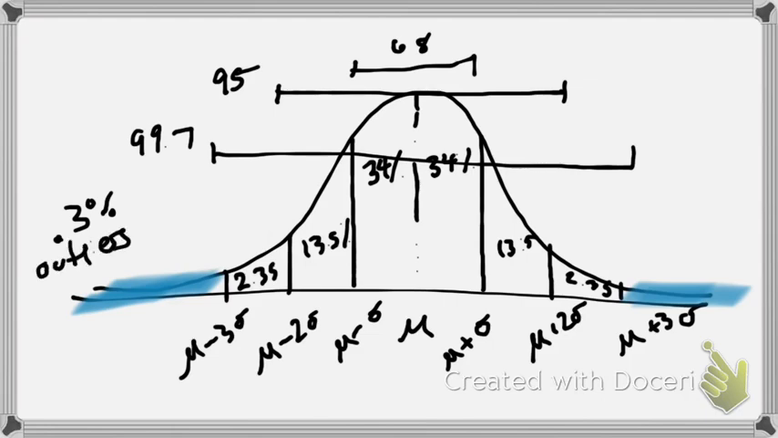Okay? So those things, anything that is more than 3 standard deviations away from the mean is considered an outlier. Okay, so that might be something that you want to write down. Anything that is more than 3 standard deviations away from the mean is an outlier. Okay, so let's look at that curve, or that idea.